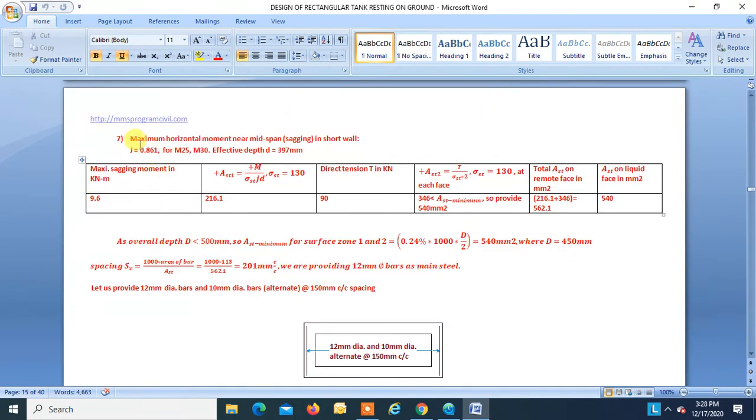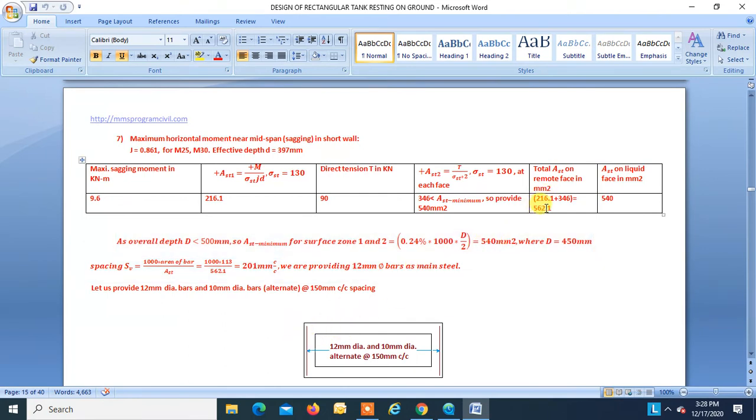Now maximum horizontal moment near the midspan is sagging. Sagging means tension is on the outer face, so the steel has to be provided on the outer face. So the maximum moment is 9.6. Corresponding AST1 is 216. AST2 due to direct tension on each face is 346. So this steel will be AST1 plus AST2, that is 562, which is greater than 540, so okay.